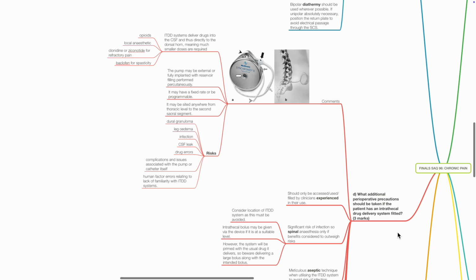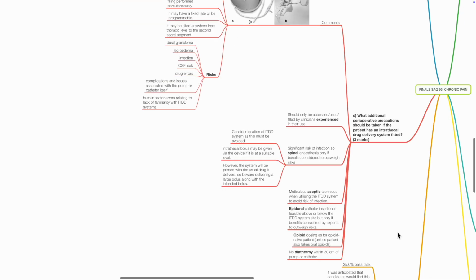Risks include dural granuloma, leg edema, infection, CSF leak, drug errors, complications and issues associated with the pump or catheter, and human factor errors relating to lack of familiarity with intrathecal drug delivery systems. These should only be accessed, used or filled by clinicians experienced in their use. Significant risk of infection, so spinal anesthesia only if benefits are considered to outweigh the risk. Consider the location of the ITDD system, as this must be avoided.